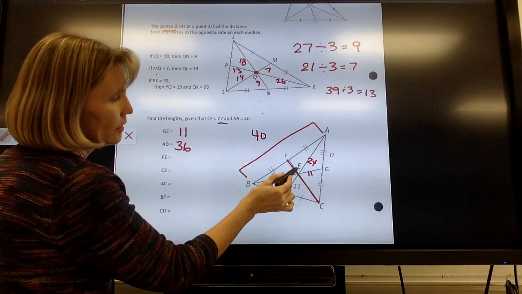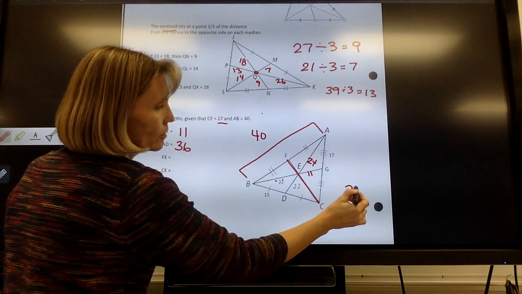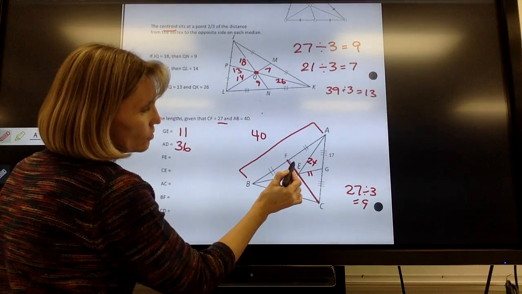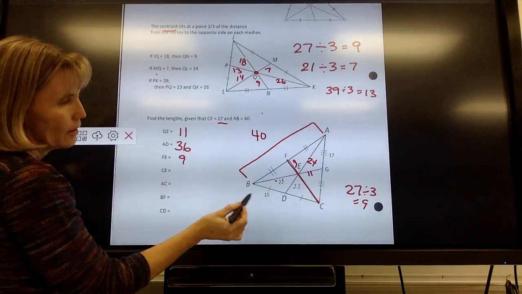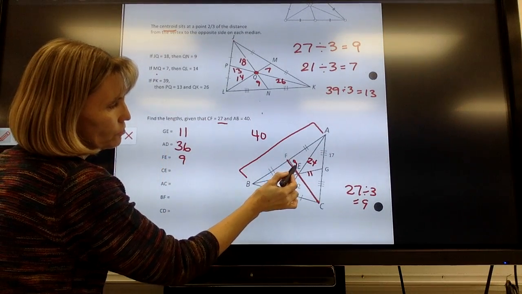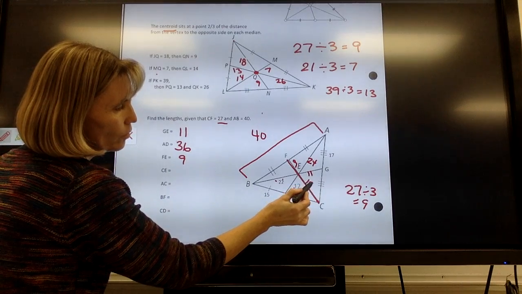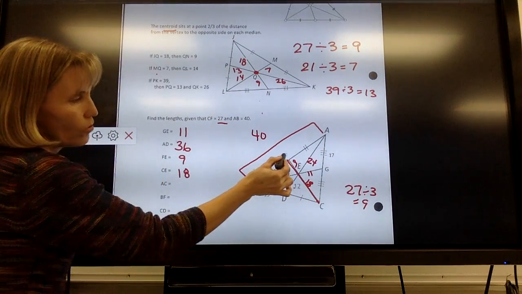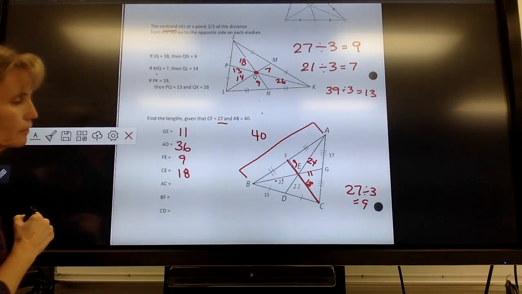From F to E, well, I know that the whole thing from C to F was 27. So 27 divided by 3 equals 9. So F to E has to be 9. And that means C to E. If this smaller segment is 9, to get the 2/3 part, I'm going to double it. This would be 18. All together, if I added 9 plus 18, I get the 27.